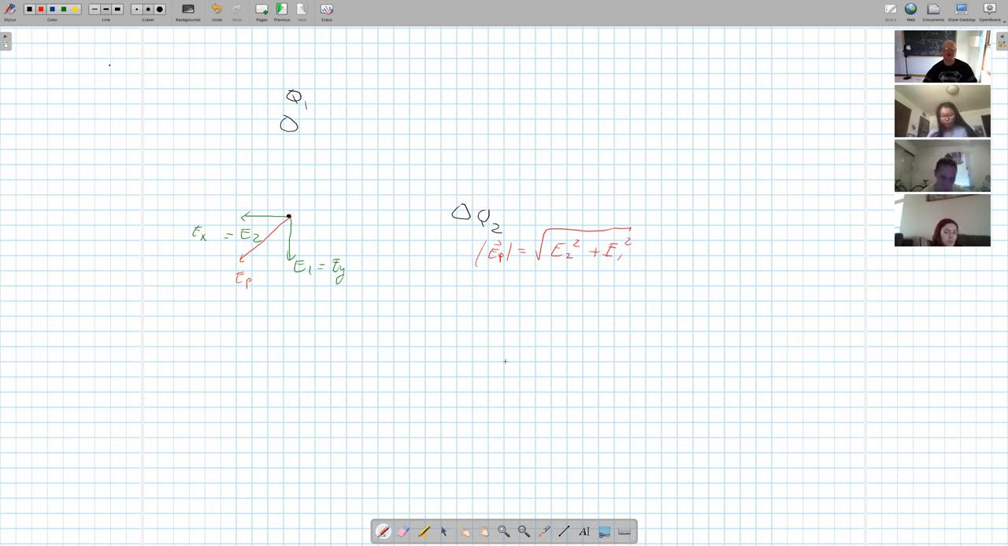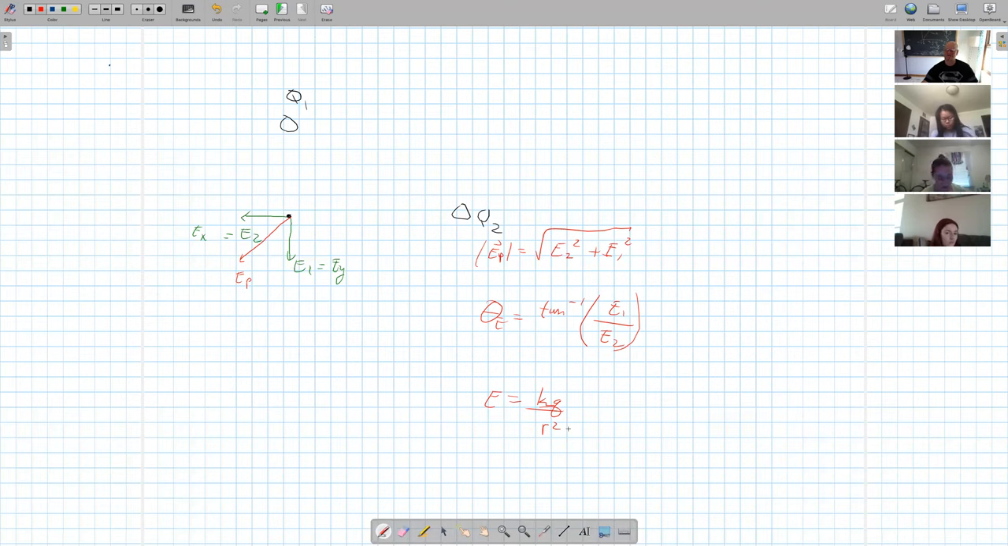Is that okay? And then the angle, theta E, is going to be the inverse tangent of the Y component, which is E1, divided by the X component, which is E2. So the only thing we need to do now is calculate E, but E is a point charge, so it's going to be K times Q over R squared.